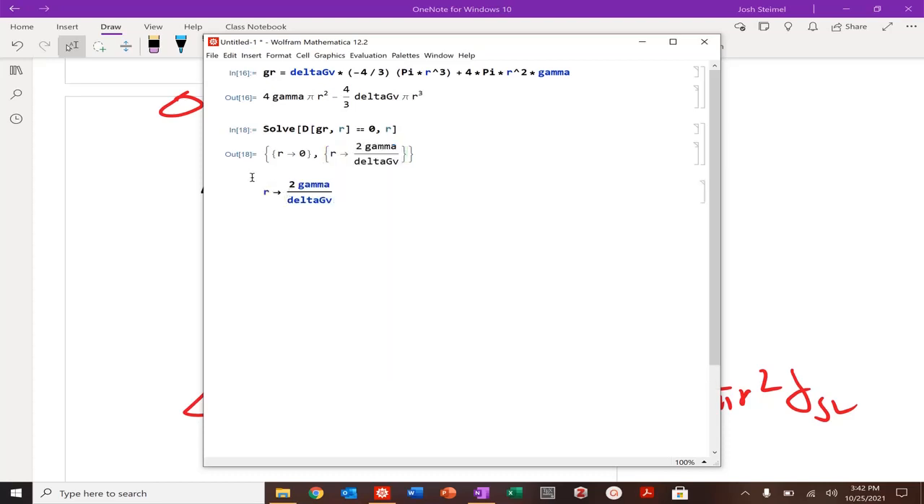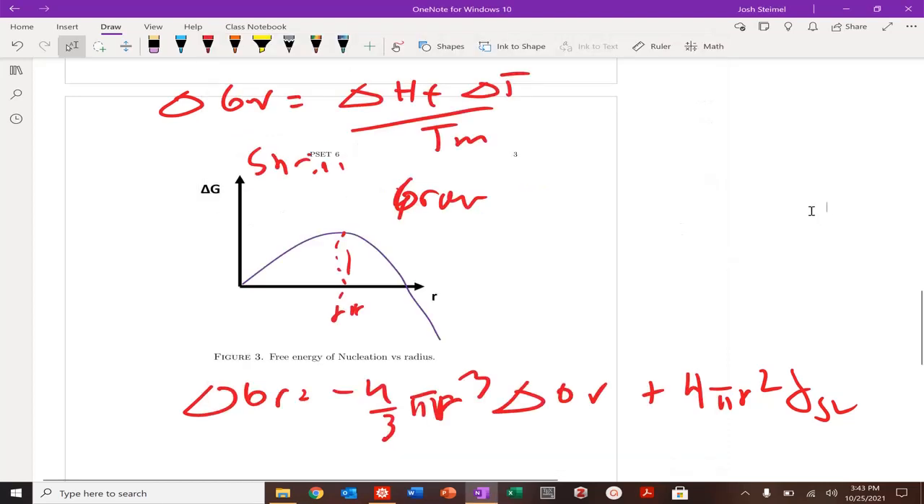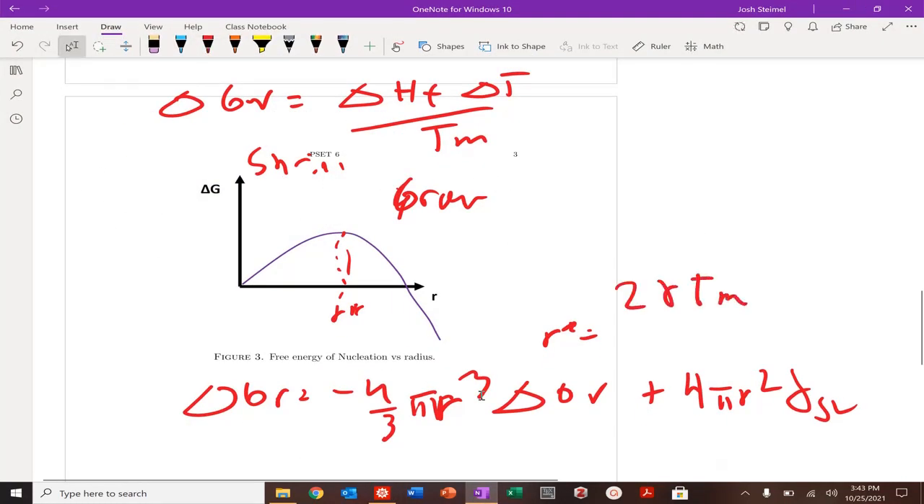So I'm going to say that r crit equals this, where delta GV goes to delta HF times delta T, our amount of undercooling, divided by Tm. And there we go. We have our nice, beautiful relationship right there. So my r star is equal to 2 gamma Tm divided by delta HF times delta T.